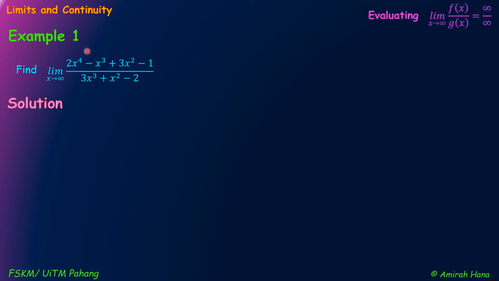Now we look at example 1. Find the limit as x approaches infinity of x to the power of 4 minus x cubed plus 3x squared minus 1, over 3x cubed plus x squared minus 2.